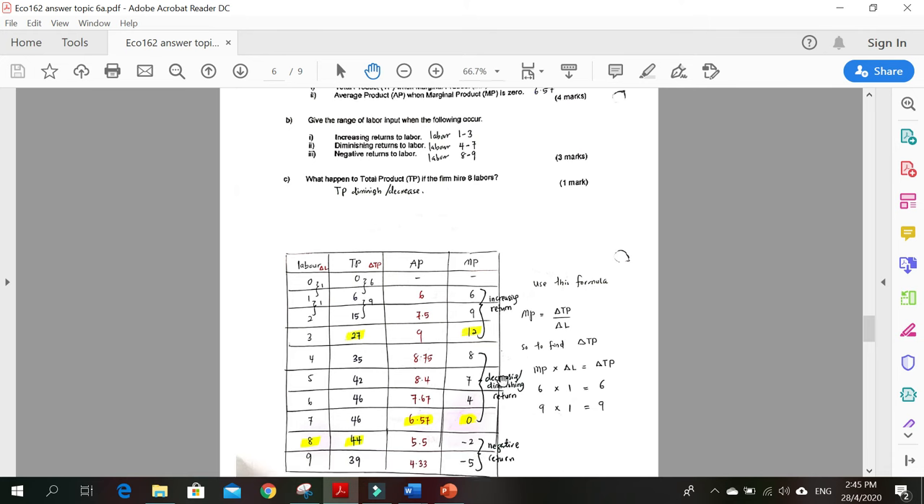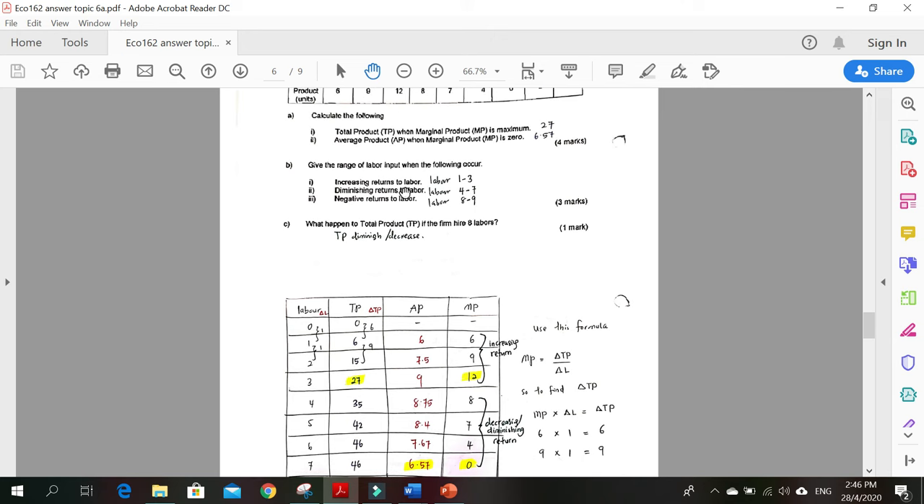So in this case, marginal product makin meningkat, 6 naik kepada 9, naik kepada 12. Meningkat kan? Bila masuk ke 8 dah turun dah. So ini adalah masa dia meningkat daripada 6 kepada 12 ni. So range of labor masa tu daripada labor pertama sampailah labor yang ketiga. Sebab tu jawapan dia from labor 1 to 3.